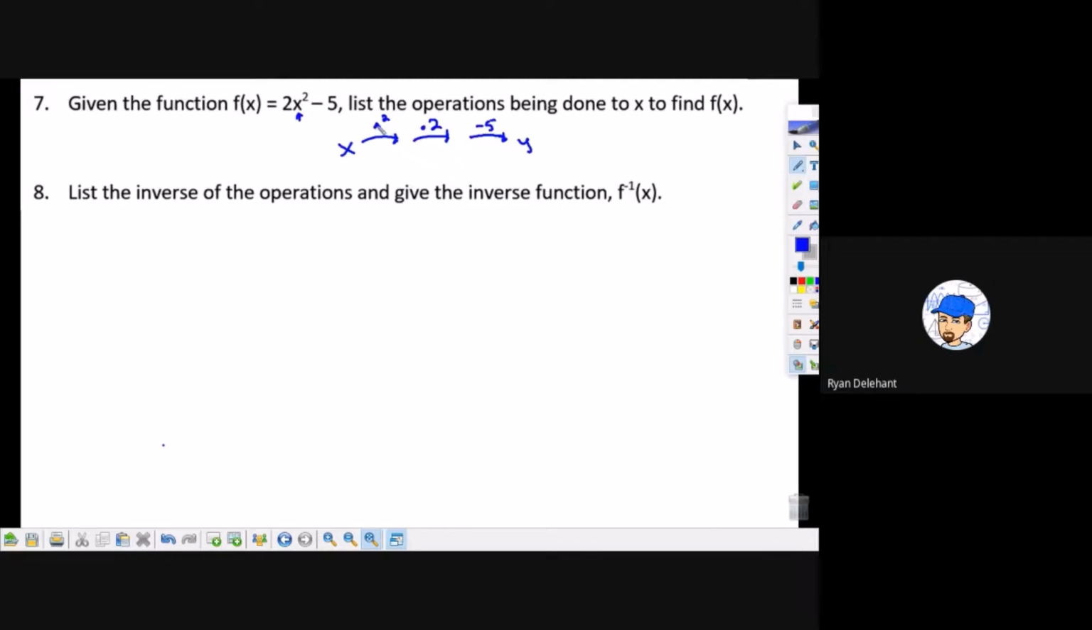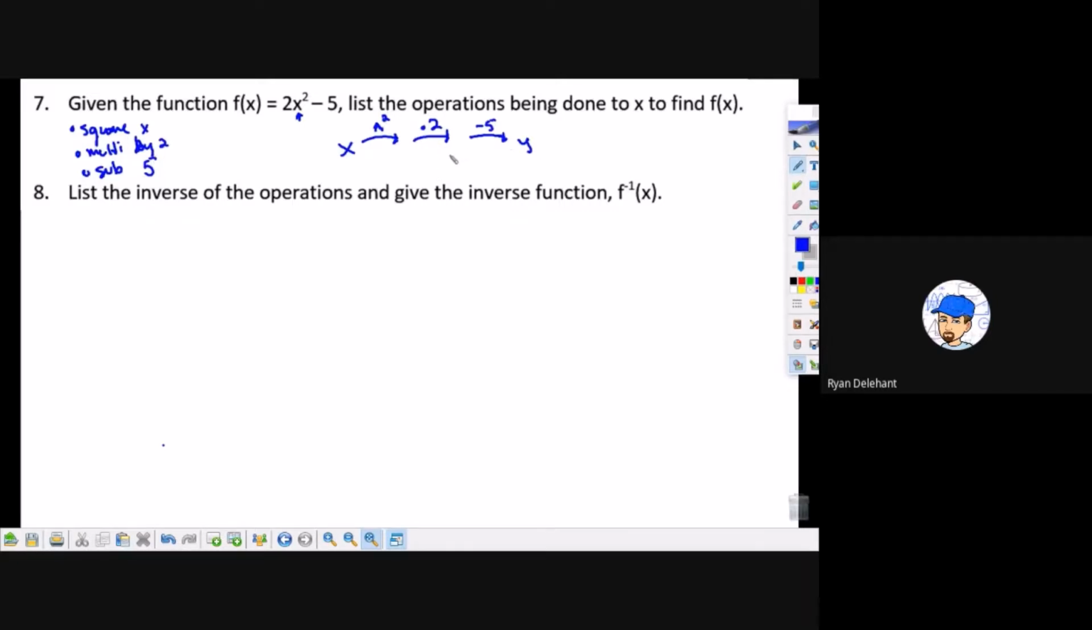And this is the little up character thing. I didn't want to write the X in there. So that's what's being done with this. If we listed this out, we're going to square X, multiply by 2, and subtract 5. That's if I listed it out as a list, right?